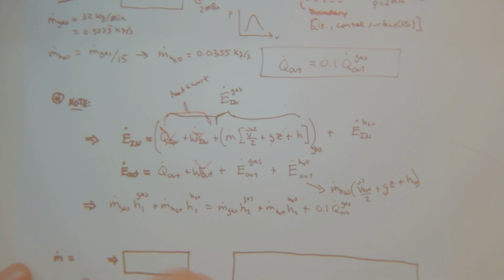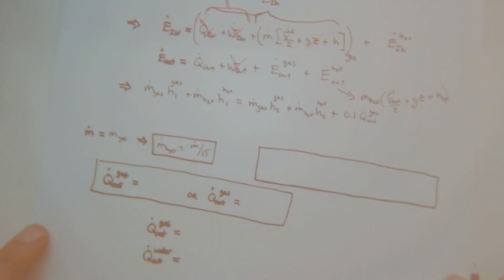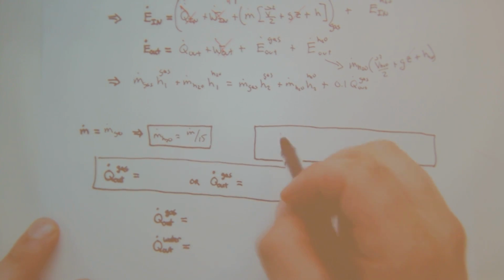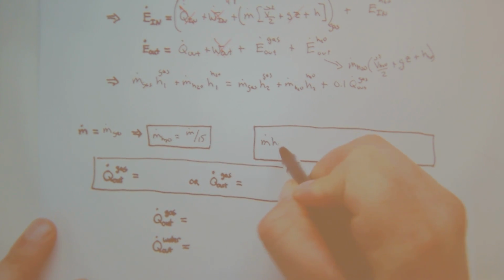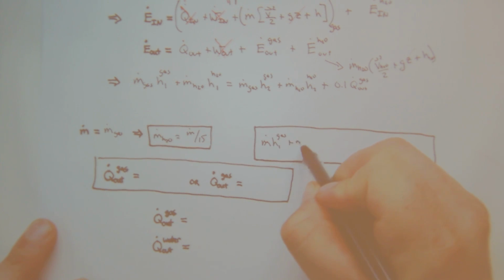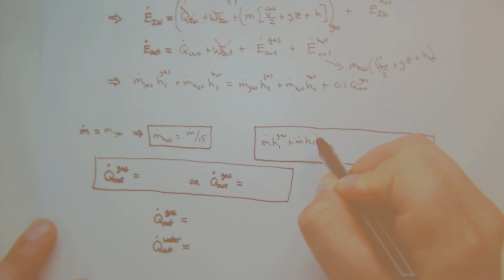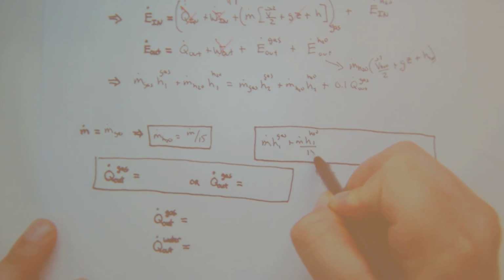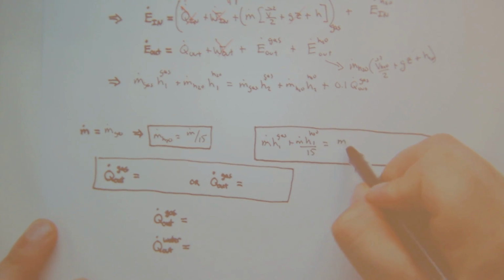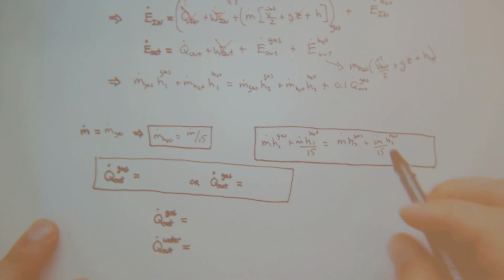And so we know m dot, we can just say it's m dot gas. So m dot H2O equals m dot over 15. And we can simplify this further. So m dot H1 gas plus m dot H1 H2O over 15 equals m dot H2 gas plus m dot over 15 H2 H2O plus 0.1.